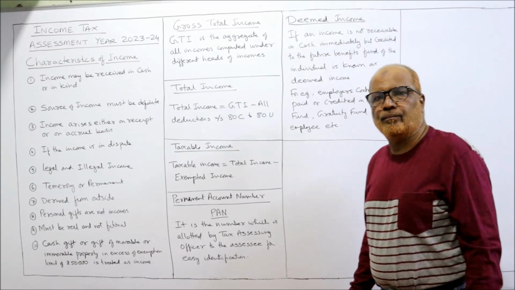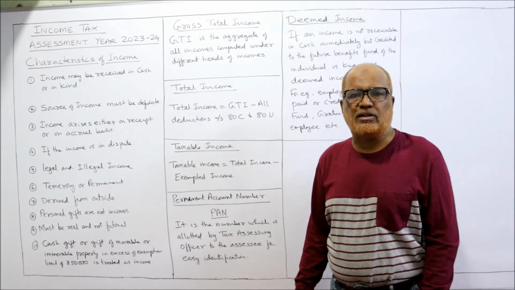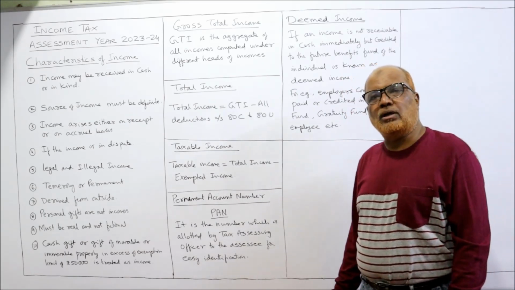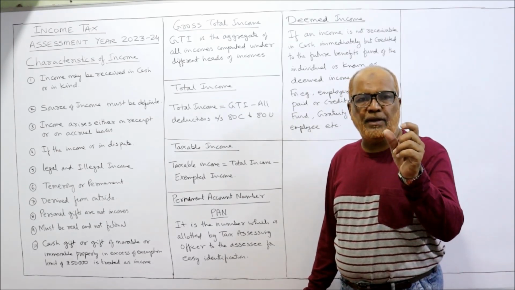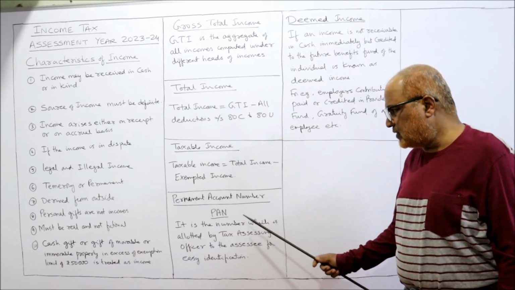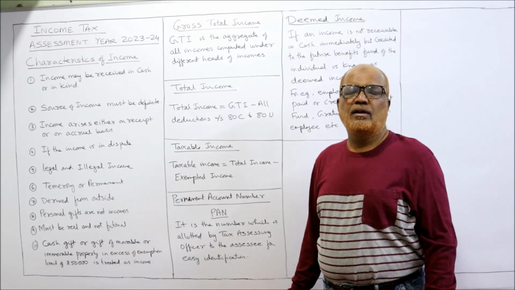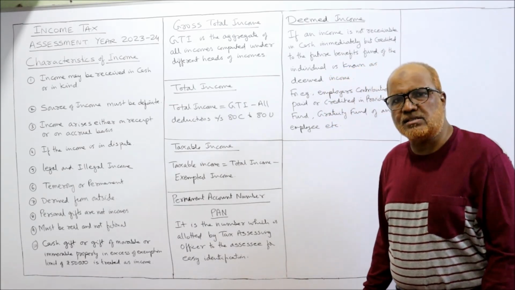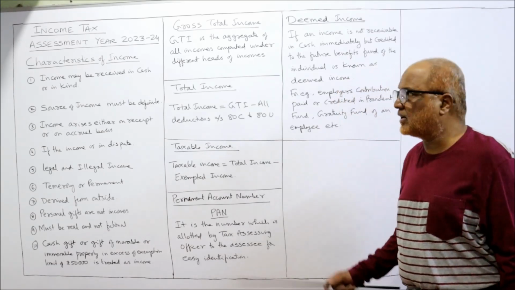Then taxable income. From the total income, if you deduct the exemption limit, then we will get taxable income. Then permanent account number. Every assessee will be allotted an alphanumerical number, which is called the permanent account number, for easy identification. This PAN number will be allotted by the assessing officer. So every assessee must have a PAN number for easy recognition and identification.